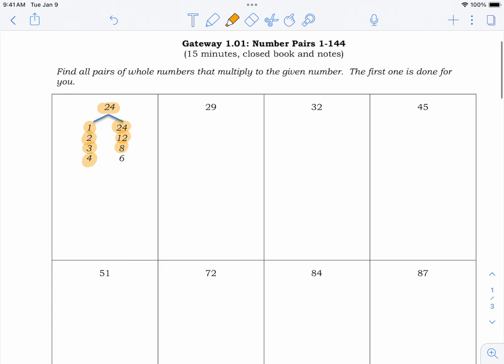And if you know your times tables, you'll also say it's 4 times 6. And notice we're kind of meeting in the middle here. 5 times 5 is not going to work. So we're done. Those are all the factor pairs of 24.